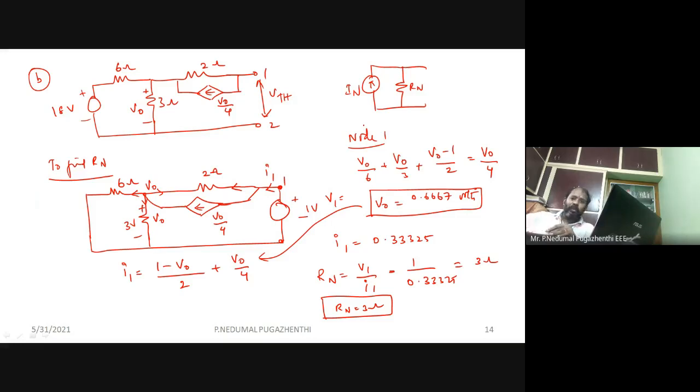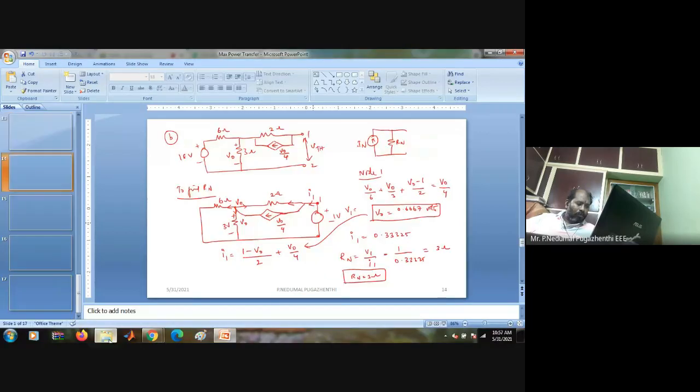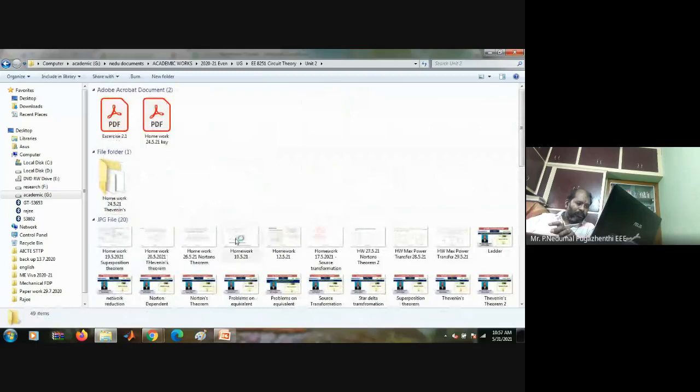So this is one of the homework problems. And the previous problem, which is having only independent sources, you can work on it. I think I have given the answers for that also. Am I right? Whether I have given the answers for that question? Hello? Everybody in the class, please respond.